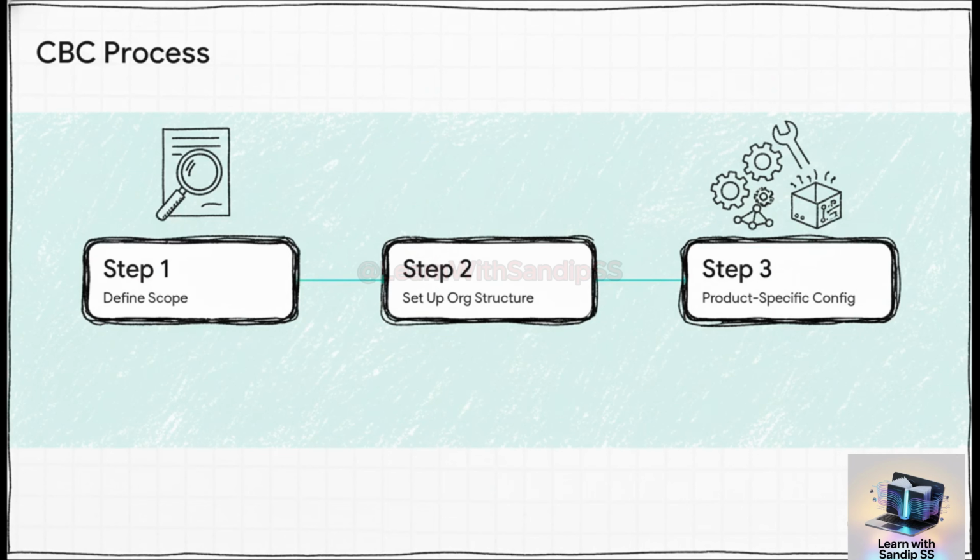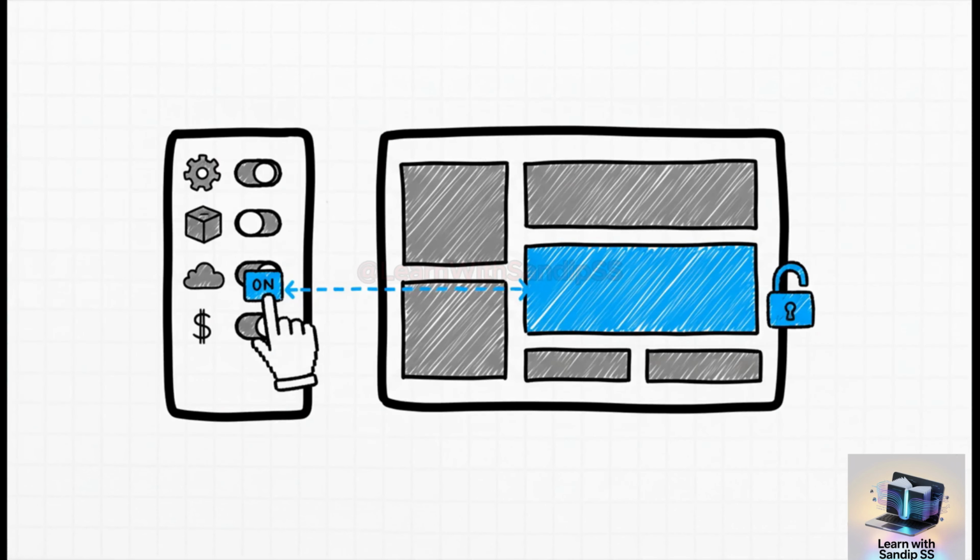Let's look at the public cloud side first. That Central Business Configuration tool, or CBC, walks you through a really clear three-step process. First, you define your scope. Then you set up your org structure, and finally, you get into the nitty-gritty of product-specific configuration. Simple as that.